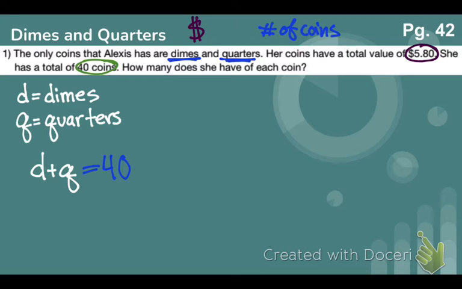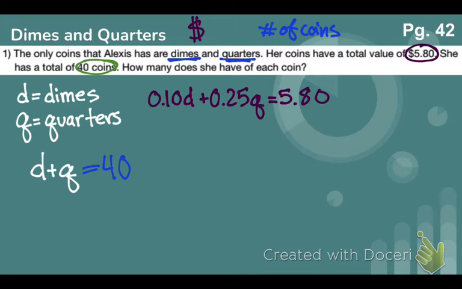Then we'll write our second equation for money. We have 10 cents for each dime, and quarters are 25 cents each. And then you can solve with elimination or substitution or graphing. Yeah, exactly. So now we have two equations. They're linear equations, and we can use them to solve for our variables.